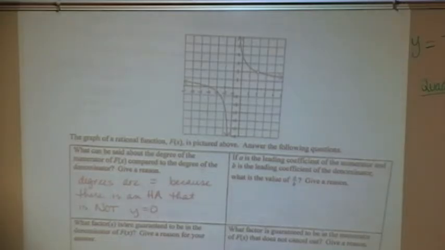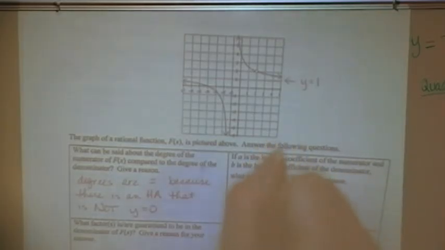Okay, and actually, my horizontal asymptote is at 1, right? So I know that this is y equals 1. That's going to help me with this next question. If a is the leading coefficient of the numerator and b is the leading coefficient of the denominator, what is the value of a over b? 1. Now, that doesn't necessarily tell us what a and b are, but we do know they're the same, because that's the only way we could get 1.